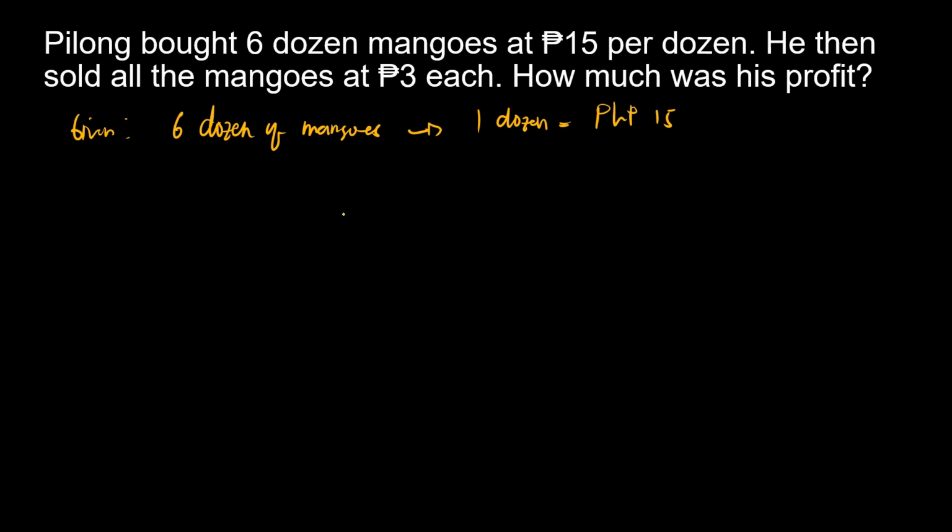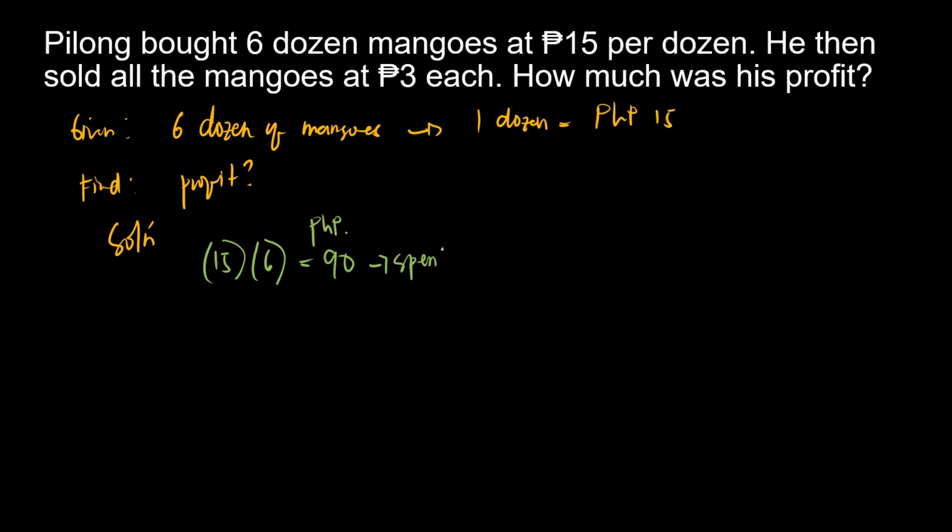So, una muna natin gawin, magkano ginastos niya dun sa 6 na dosena na binili niya? So, sabi, sa isang dosena daw, 15 pesos. So, let me write first the find. Ano yung hinahanap natin? Profit. Let's have the solution. Okay, our solution is, determine muna natin kung magkano yung spent niya. So, 15 pesos sa isang dosena at 6 na dosena yung binili niya. So, 15 times 6, we will have 90. Okay, yung 90 pesos na to, class, ayan yung in-spent niya.